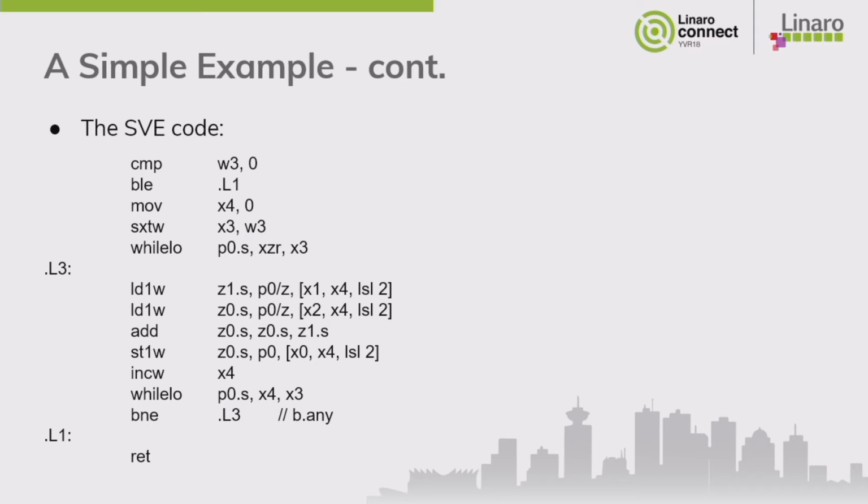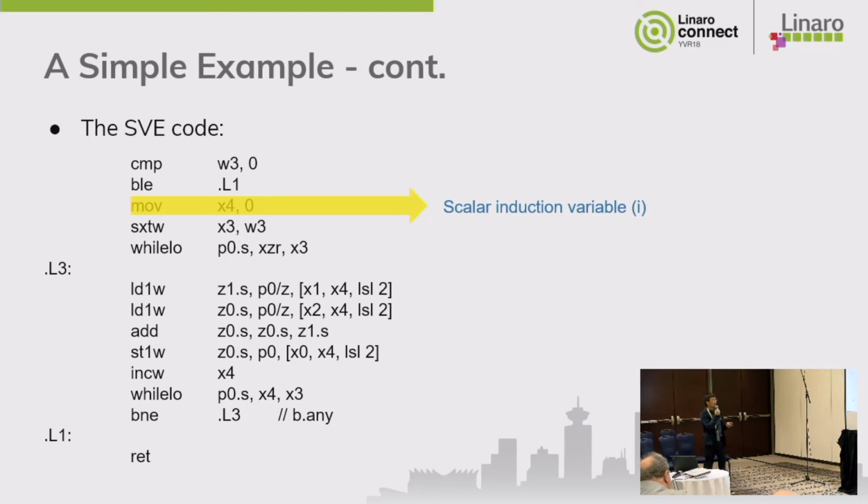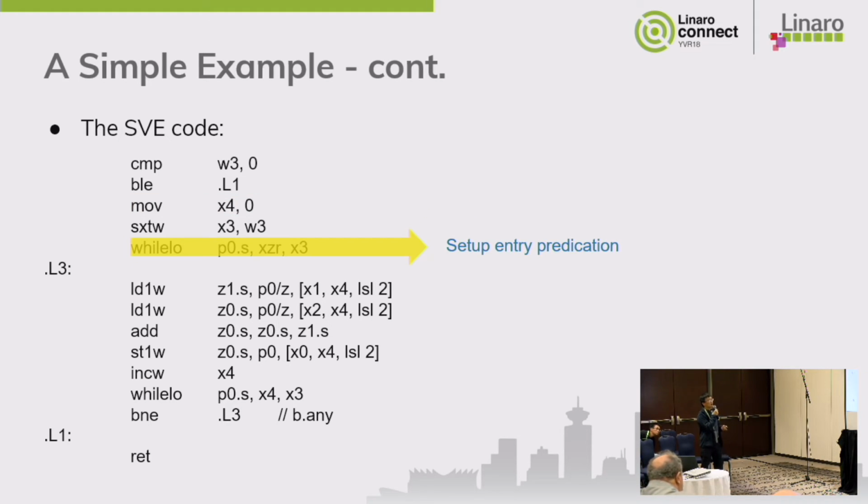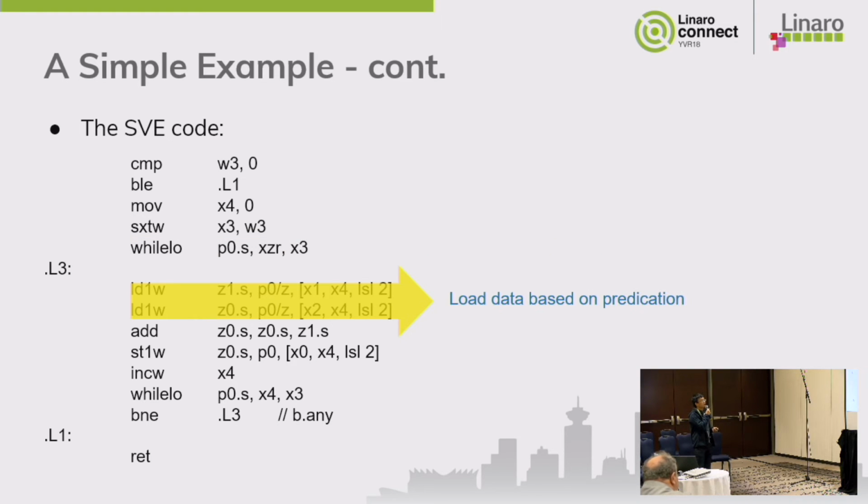I will go through the assembly code. First, we just need to set the scalar induction variable, which is i. Its initial value is 0, and then we set up the entry predication, where we compare the array length to 0, and if the array length is larger than 0, we will have the corresponding elements in P set.